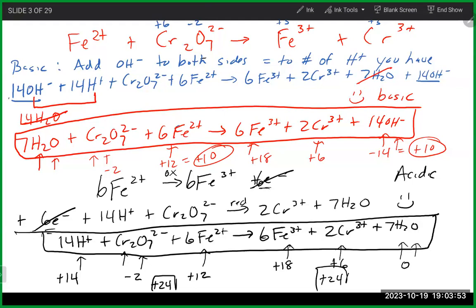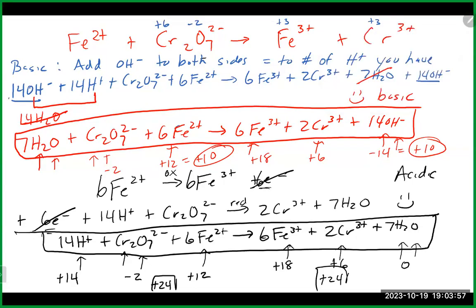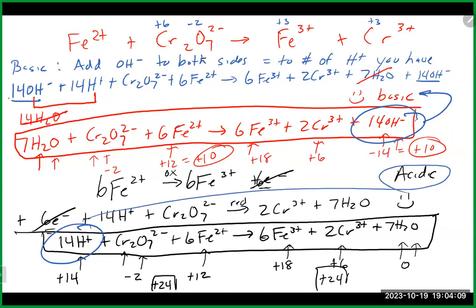To finish up here, I know that the top one here is balanced in basic conditions because I see what in it? OH minus, which is a base. And the bottom one's balanced in acidic conditions because I see H plus in that format, which means it's acidic. Yeah, so that's how you know which one's which.